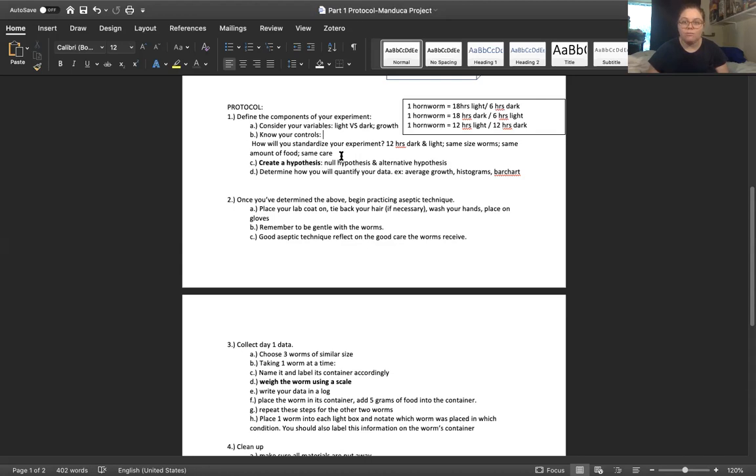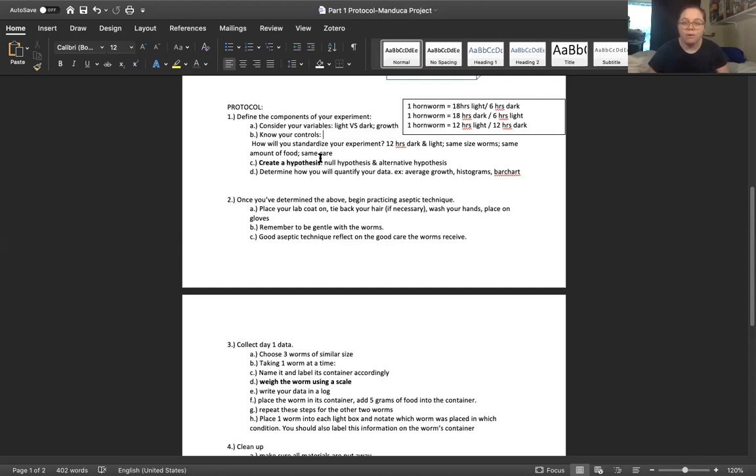You check on them relatively around the same time of day. All these steps help to standardize your experiment. You can't say that one worm had more growth than the other because it ate more or it ate less, or I forgot about that worm and I never really took care of it, so yeah, it didn't grow much. So all these steps help standardize your experiment, and that relates back to how you control your experiment.